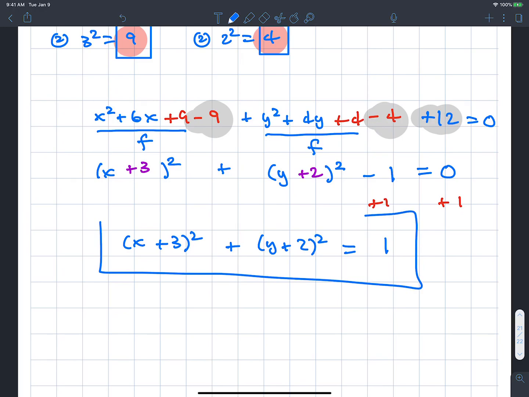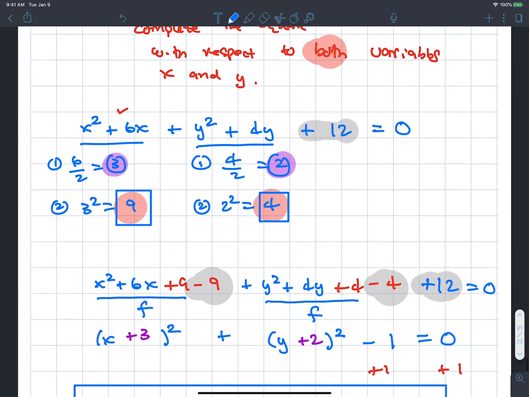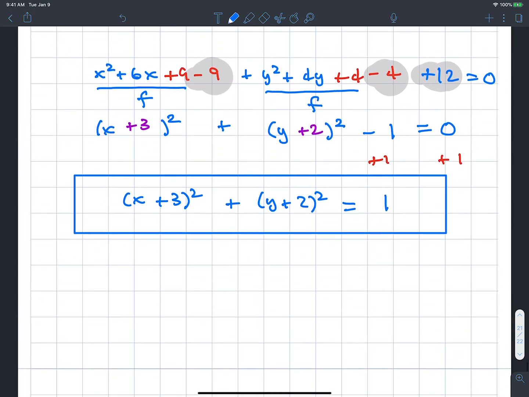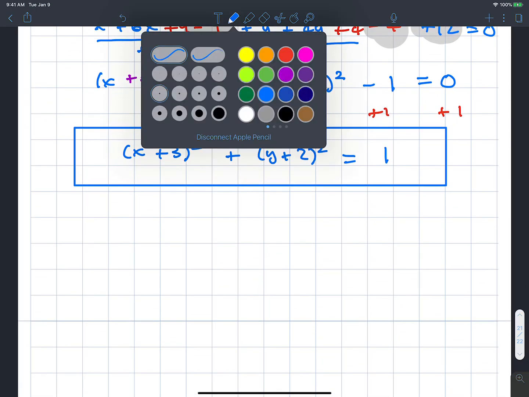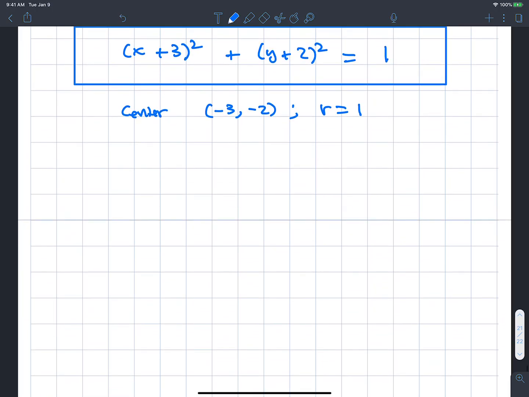So here's the equation of a circle again. So we didn't know what it was. We completed the square for both variables because you had 2 linear variables. And now you have the equation of a circle, where the center, ladies and gentlemen, is going to be at -3, -2, with a radius of 1. -3, -2, radius of 1.